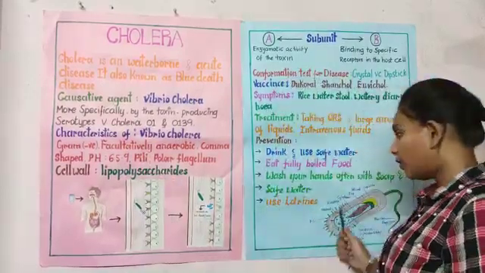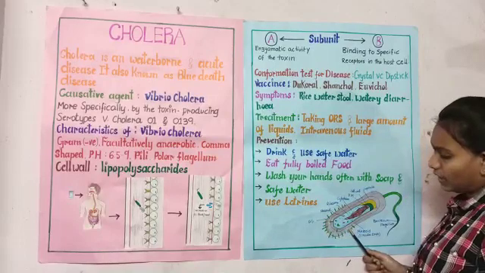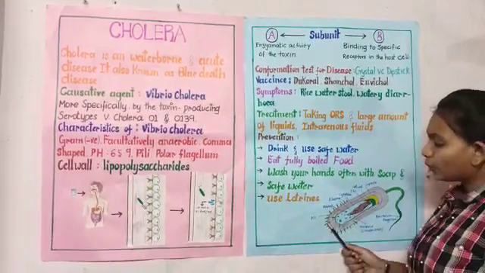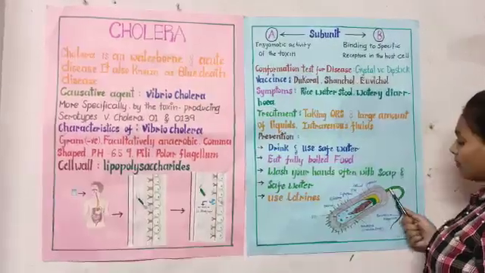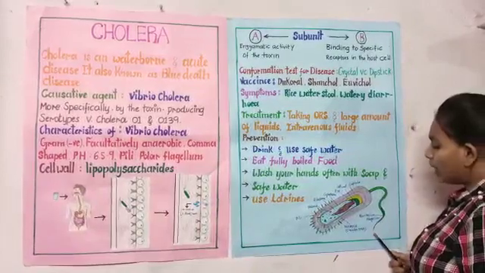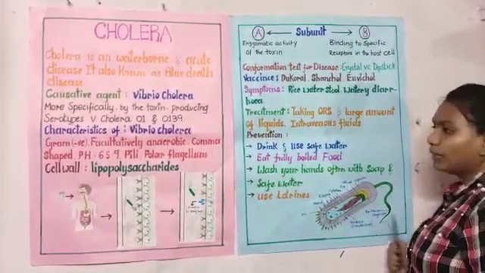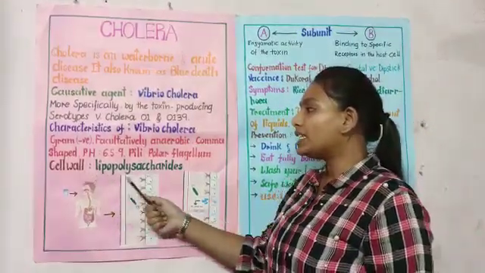When we see the structure of this bacterium, here we can see the hair-like structures known as pili. These help the bacteria to cause disease in the host. We can also see the single polar flagellum. This flagellum helps the bacteria with mobility. And the cell wall of the bacterium is made up of lipopolysaccharides.